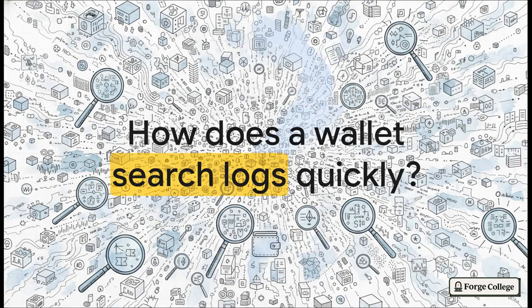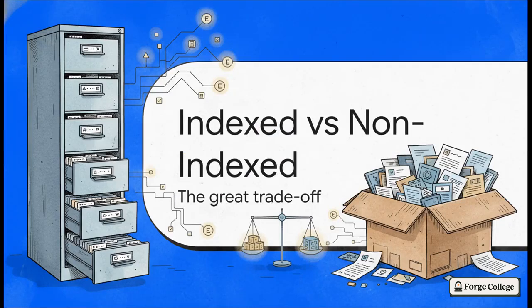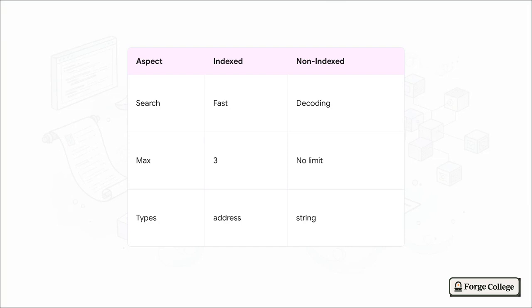But wait a second. I want you to think about the sheer scale of the blockchain for a minute. Millions of transactions, countless contracts. If every single contract is out there just blasting events nonstop, finding your specific event sounds like an absolute nightmare, right? Like, how does a wallet actually search through all these transaction logs quickly without having to download the entire history of the blockchain? Which brings us perfectly to part four, indexed versus non-indexed, the great trade-off. So, this is our core engineering trade-off.